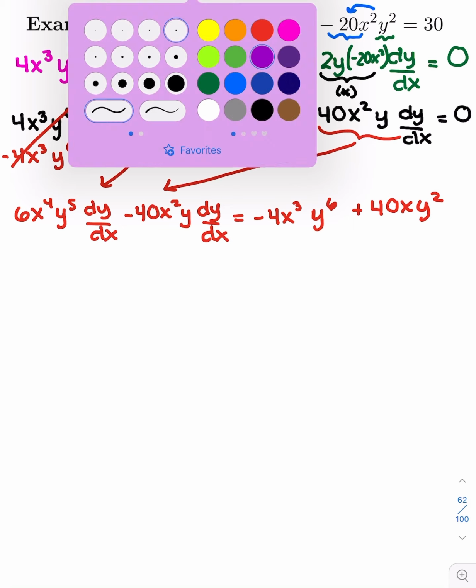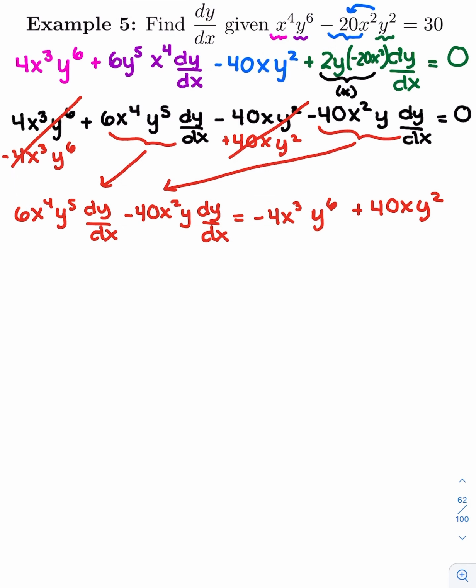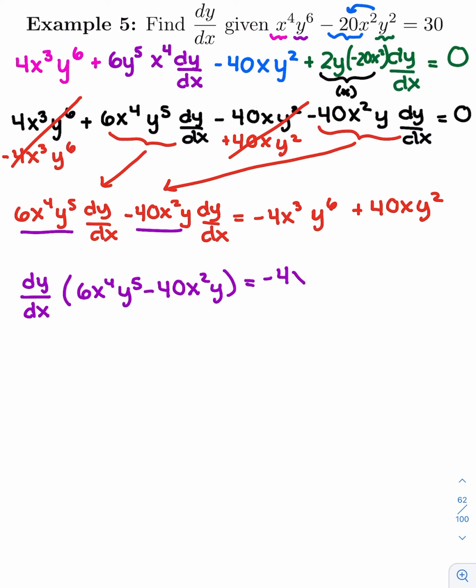And now my next step is going to be to get dy/dx by itself by factoring it out. So I'm going to keep the dy/dx outside, and in front of the first term is a 6x to the 4th, y to the 5th, minus a 40x squared y equals, and then I just have to copy down, minus 4x cubed y to the 6th plus 40xy squared.